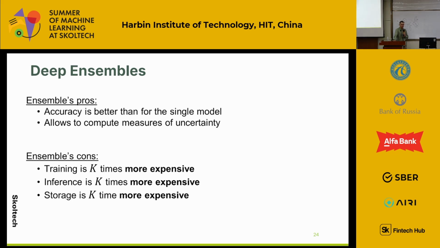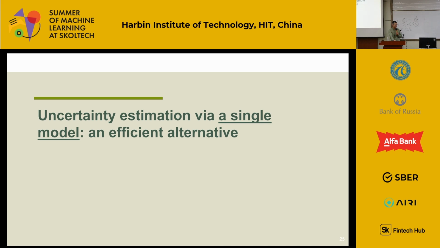Okay, the cons are pretty obvious, yes. If we have an ensemble of size k, we have training that is k times more expensive, inference also, storage also, and actually it might not be that good a solution if you are talking about large language models. For large language models, typically we have a single model of one family. No one can spend enough time and money to train a few models. So what can we do if we want to estimate uncertainty using a single model?